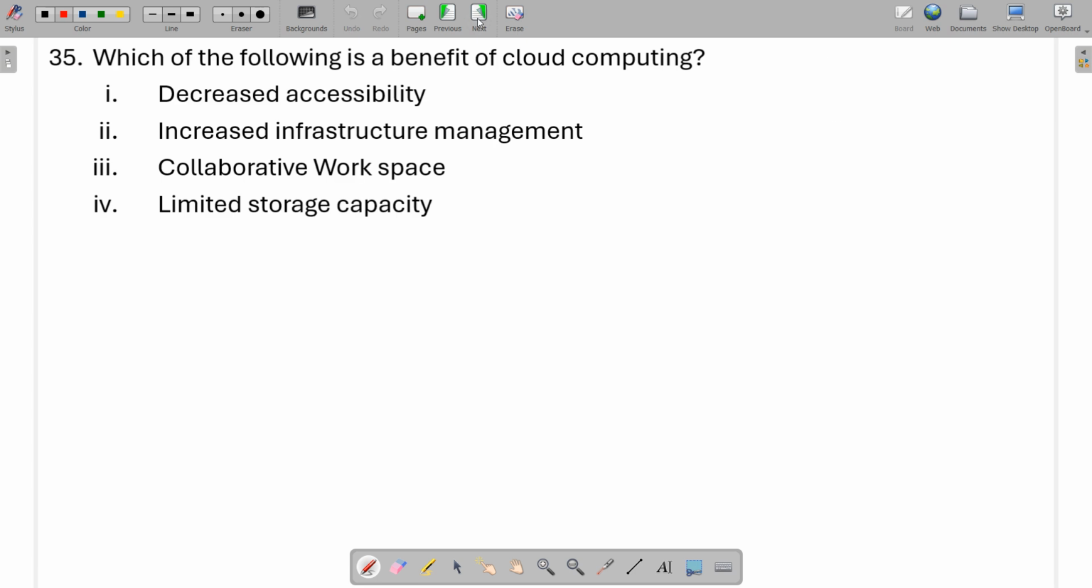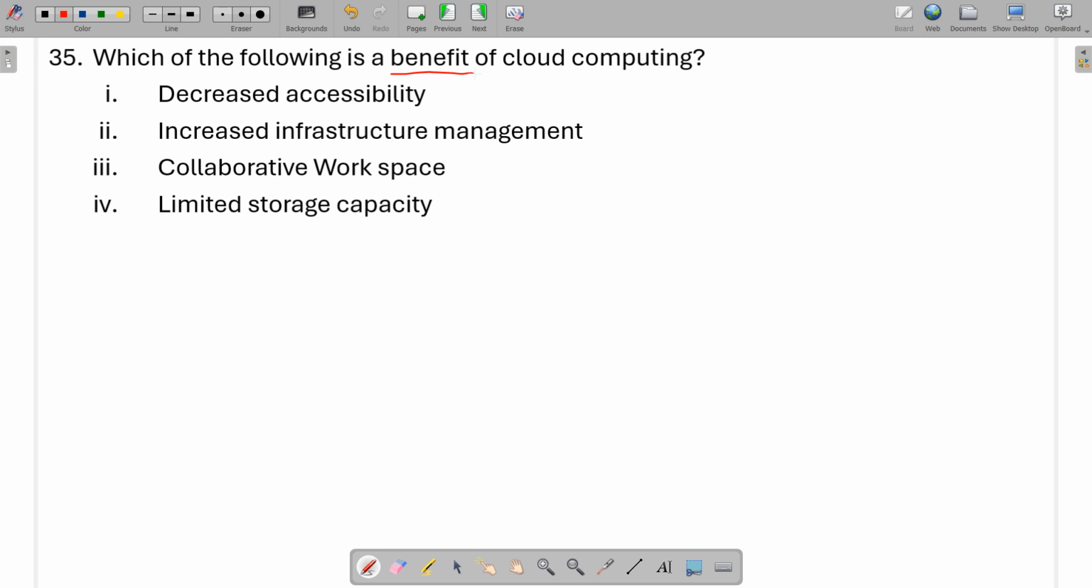35. Which of the following is a benefit of cloud computing? It says decrease accessibility, increase infrastructure management, collaborative workspace, limited storage capacity. So they are asking for a benefit. Now, decrease accessibility. Due to some technical issues, sometimes cloud computing will have limited access or maybe no access with regard to the internet connection.